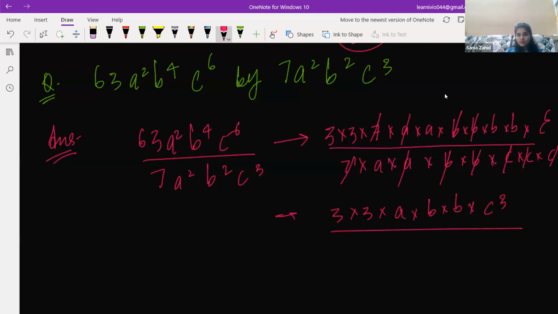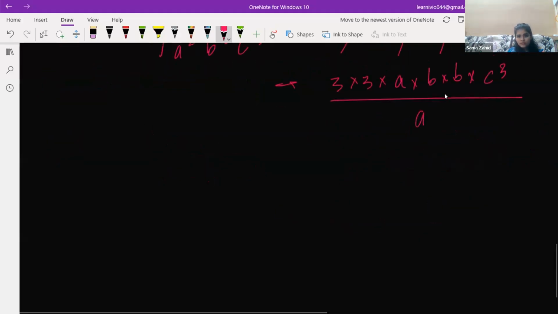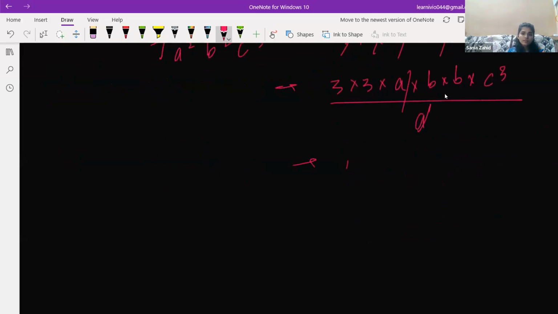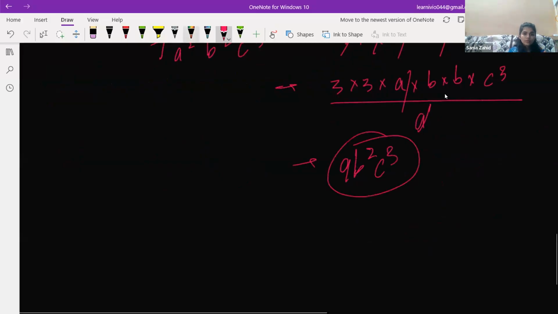Okay, good. Then you get a in the denominator. You can cancel this a as well. Yeah. Okay, you get 9b square c cube. Good. We have another question now.